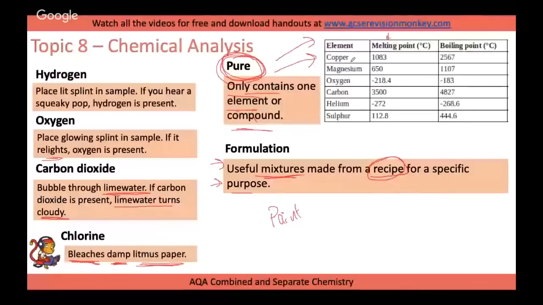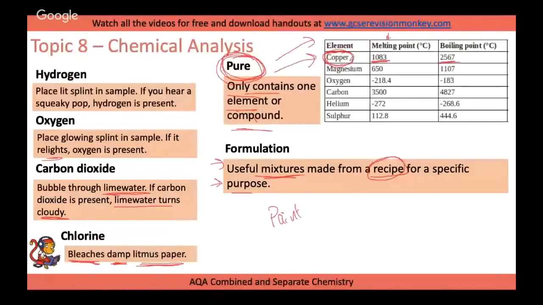For example, you'll know if a substance is pure copper because it will have an exact melting point of 1083 degrees. It will have an exact boiling point of 2567 degrees. You find these data tables online, and they tell you the exact melting and boiling point of a pure substance. If you had a mixture or something that was impure, or a formulation, for example, you would not have an exact melting point for copper.